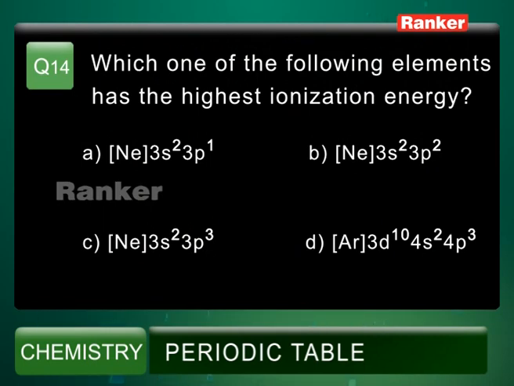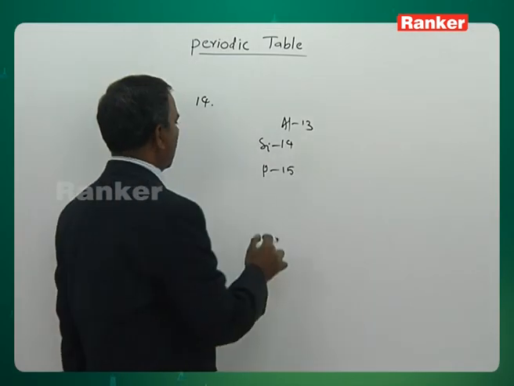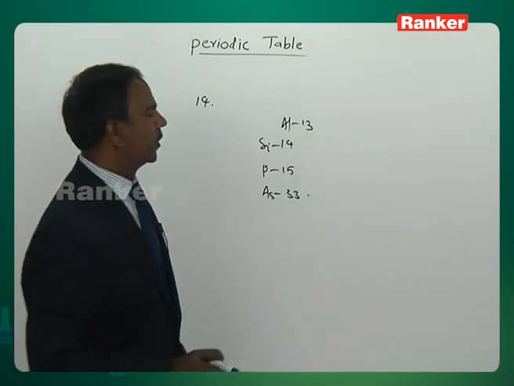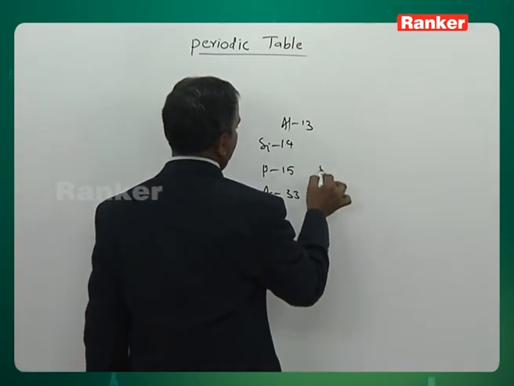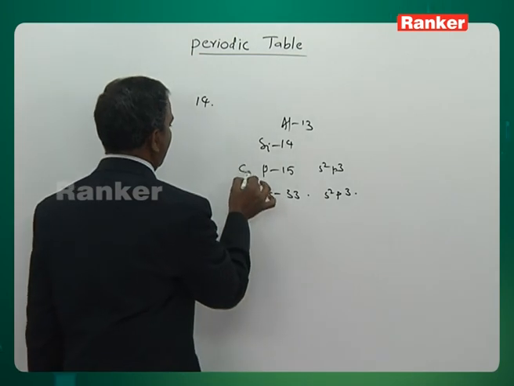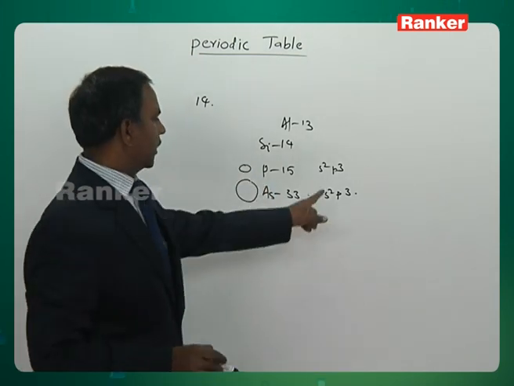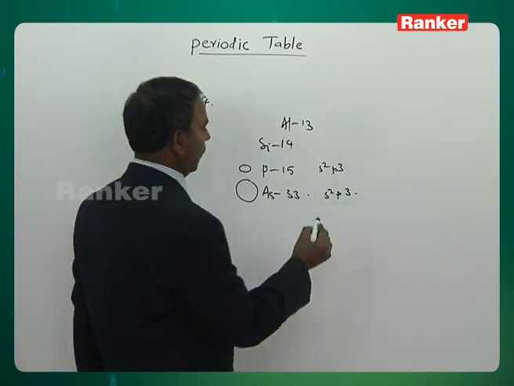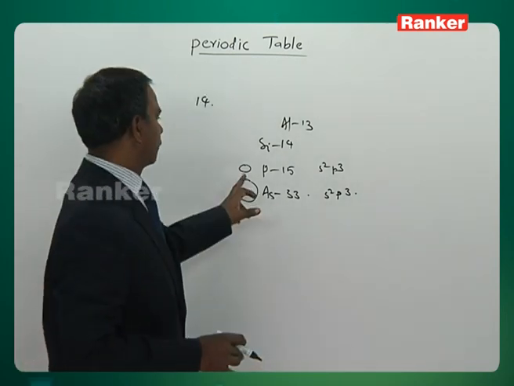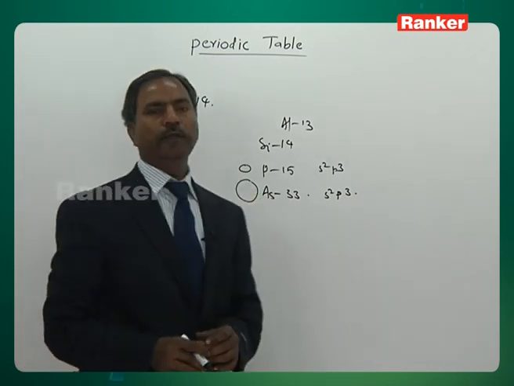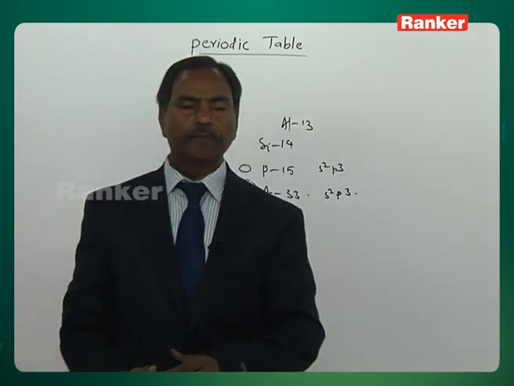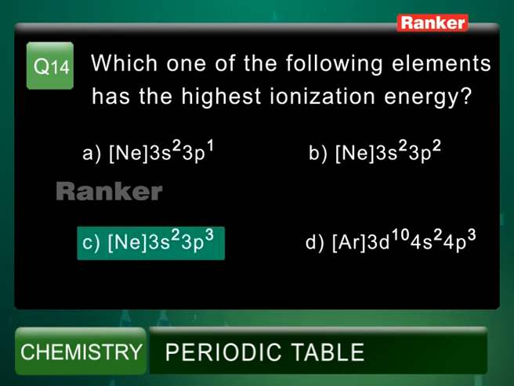Coming to the next, D, argon 3d10 4s2 4p3. This is representing arsenic, with 33 electrons. Now we consider this: this has an s2p3 configuration, and phosphorus also has an s2p3 configuration. But from phosphorus to arsenic, the size is increasing. Yes, we agree, both have the same stable s2p3 electronic configuration, but in comparison to phosphorus, arsenic is bigger in size. Therefore, the first IP of phosphorus will be very high among these. Therefore, which one of the following elements has the highest ionization energy? Question number 14, answer is C. This is phosphorus.